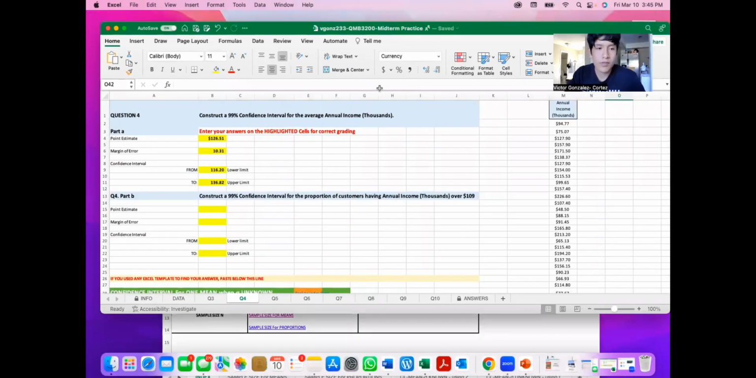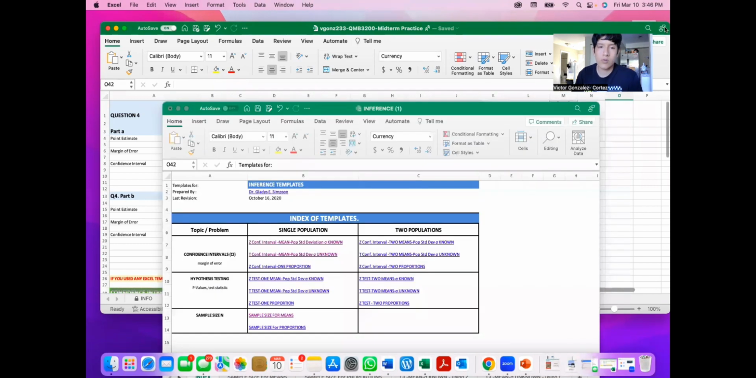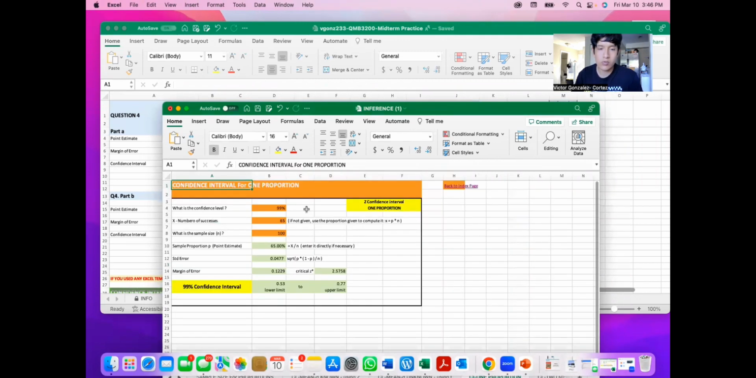So for part B, it says construct a 99% confidence interval for the proportion of customers having an annual income over 109. So since we're going to be looking at proportions and a confidence interval, we'll pull up our interface templates and look at confidence interval and proportions. So we're only using one proportion, not two. So we'll do one proportion.